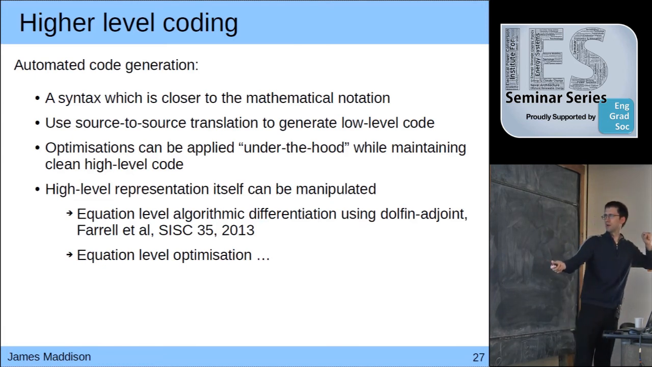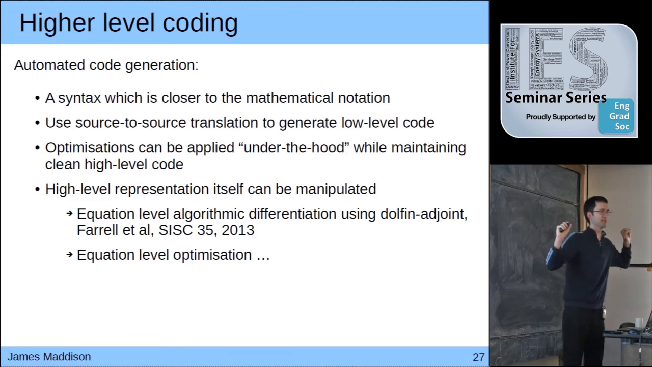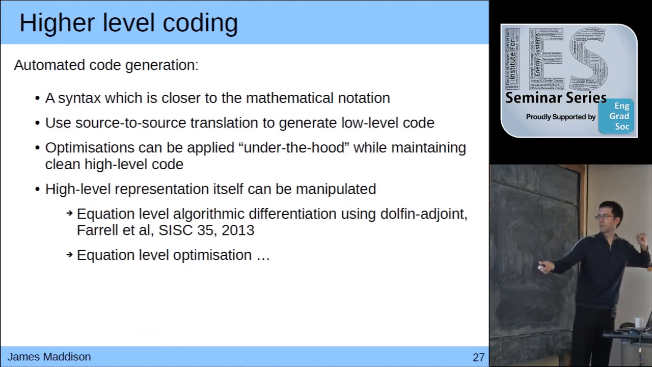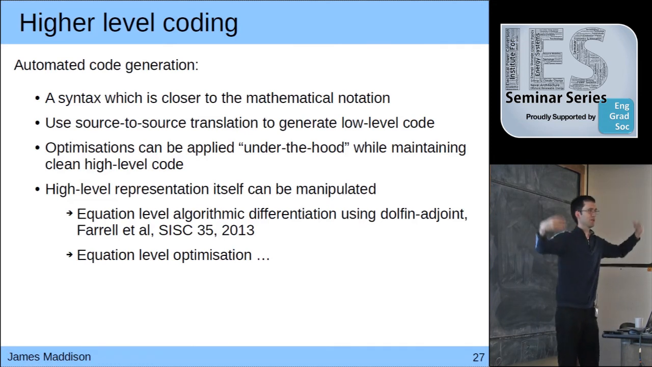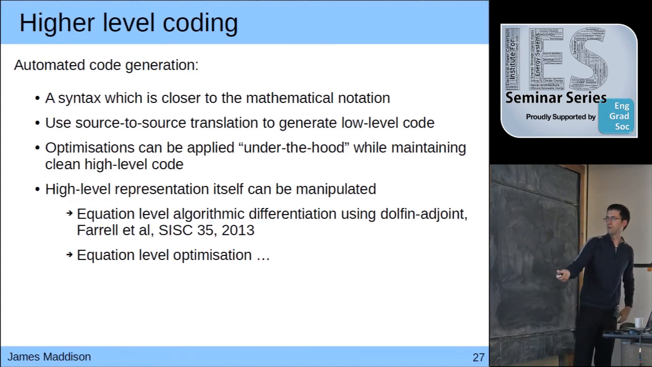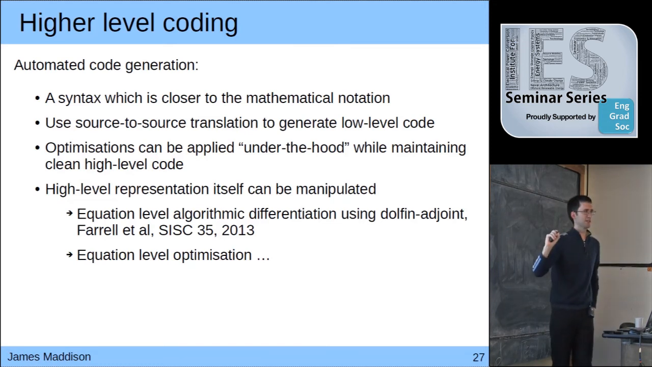So if you've ever used algorithmic differentiation tools, say for running an adjoint code, if that's a problem you've ever studied, you can do this at a very, very high level and just say, please derive an adjoint code. It's got all the equations, so it can go ahead and do it for you. There's a tool called Dolphin Adjoint that will add that functionality. But you can really start to work on the optimization of your code.